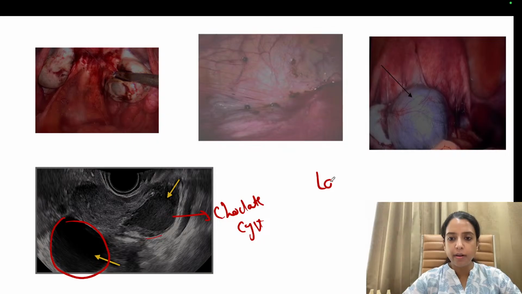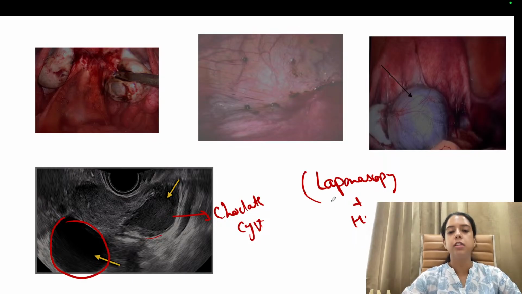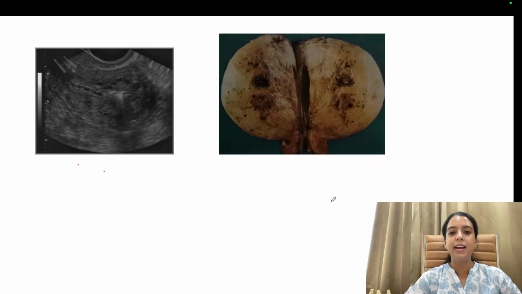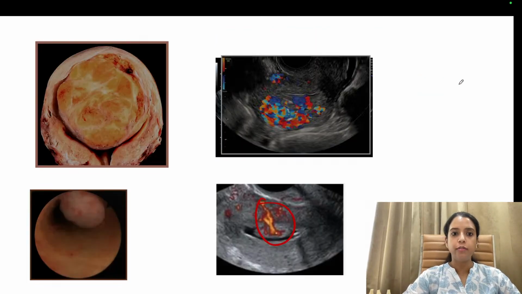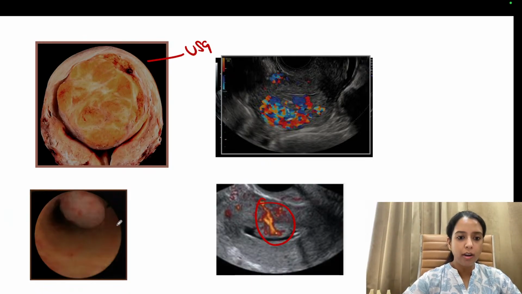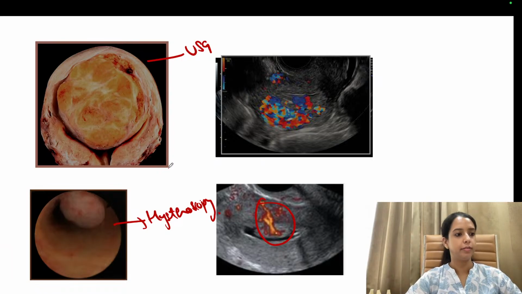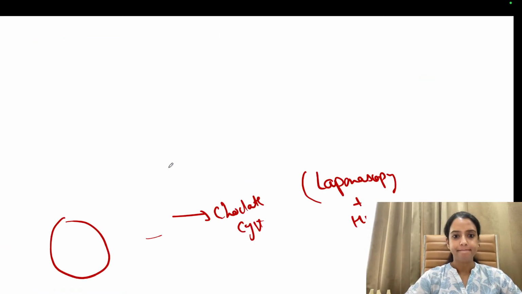The diagnosis of endometriosis is via laparoscopy and confirming the lesions using histopathology. That is the diagnostic method of choice. The diagnostic method of choice for adenomyosis is MRI. The diagnostic method of choice for fibroid is ultrasound. For polyp, hysteroscopy. These are the diagnostic methods of choice. Okay.